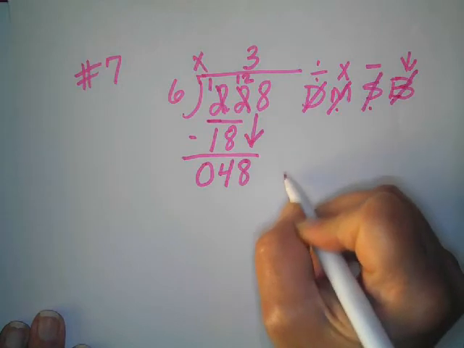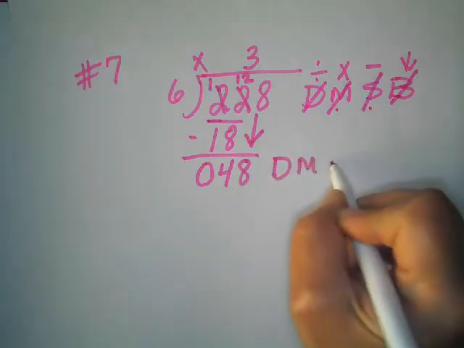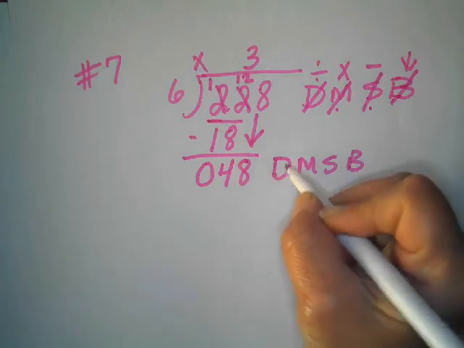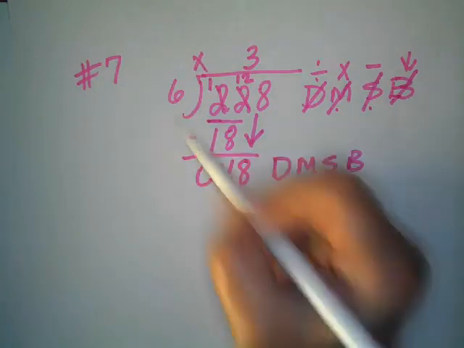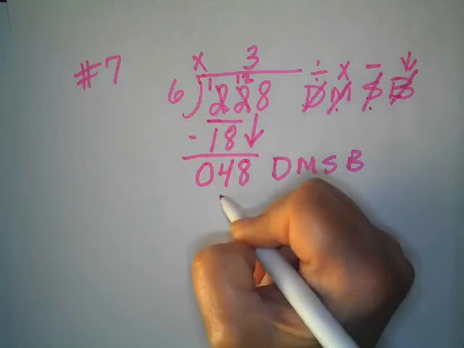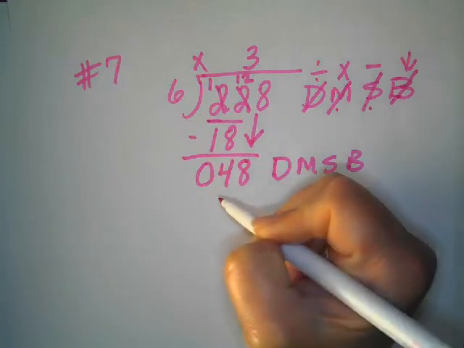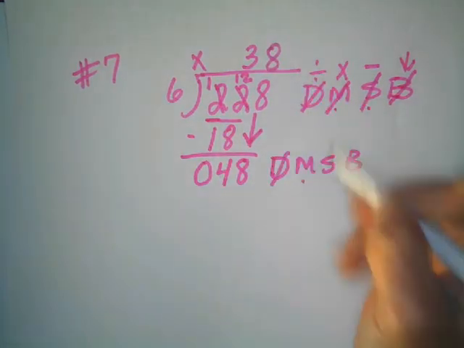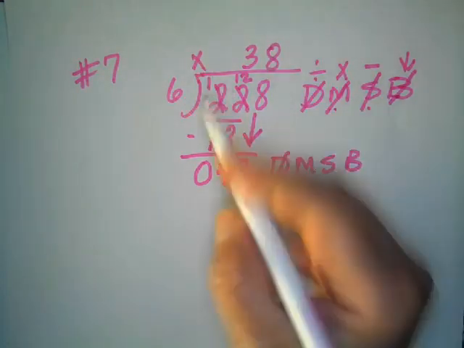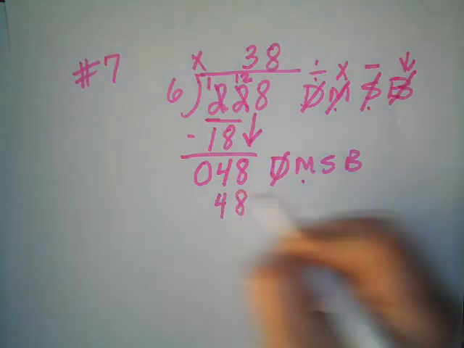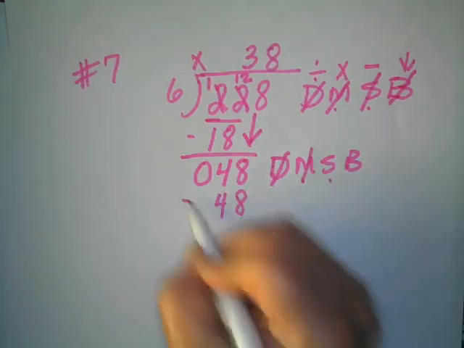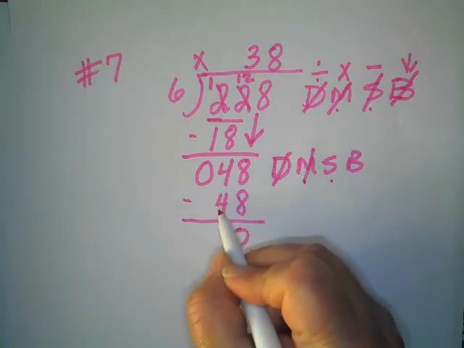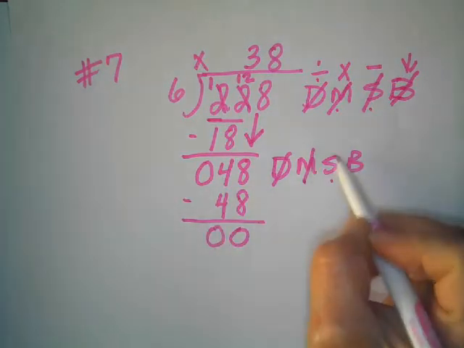Brand new number, brand new. Does McDonald's sell biscuits? D means divide. So how many times does 6 go into 48? And that is 8 times. We're going to multiply. 8 times 6 is 48. Subtract. 8 minus 8 is 0. 4 minus 4 is also 0.